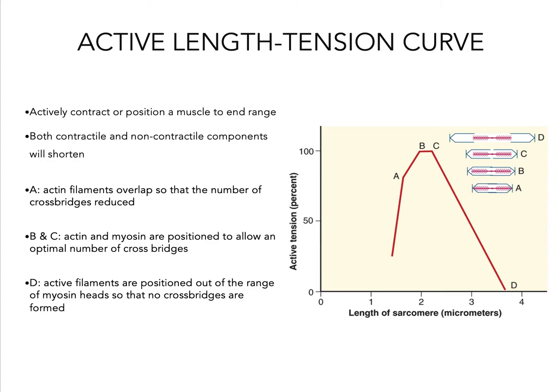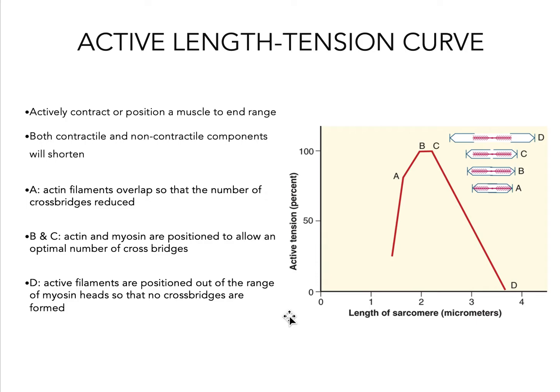The figure here demonstrates an active length tension curve of a sarcomere for 4 specified sarcomere lengths. So with the x-axis, we're looking at the length of the sarcomere as it gets longer, so the muscle progressively gets longer. And at the y-axis, we're looking at the active tension or the force produced by the muscle.